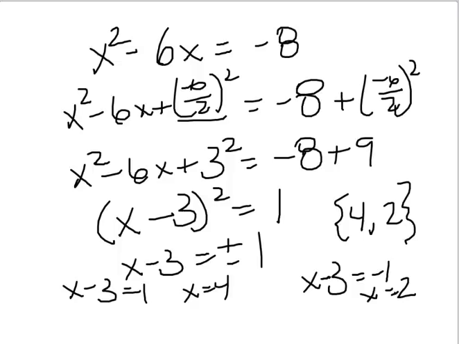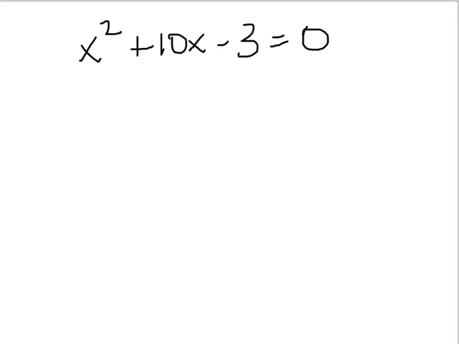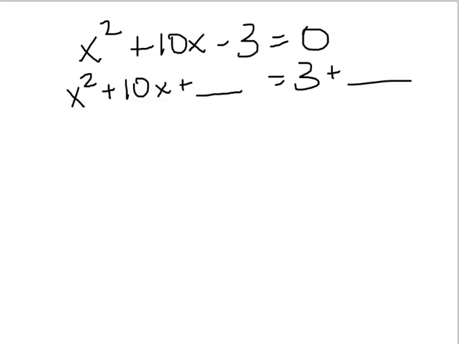Fabulous. Let's do another. What if I have x squared plus 10x minus 3 equals 0? Well, it's not a perfect square, so I'm going to add 3 to both sides, and then I get x squared plus 10x plus blank equals 3 plus blank. And I'm going to fill in the blank with whatever will make it a perfect square, which would be 10 over 2 squared.